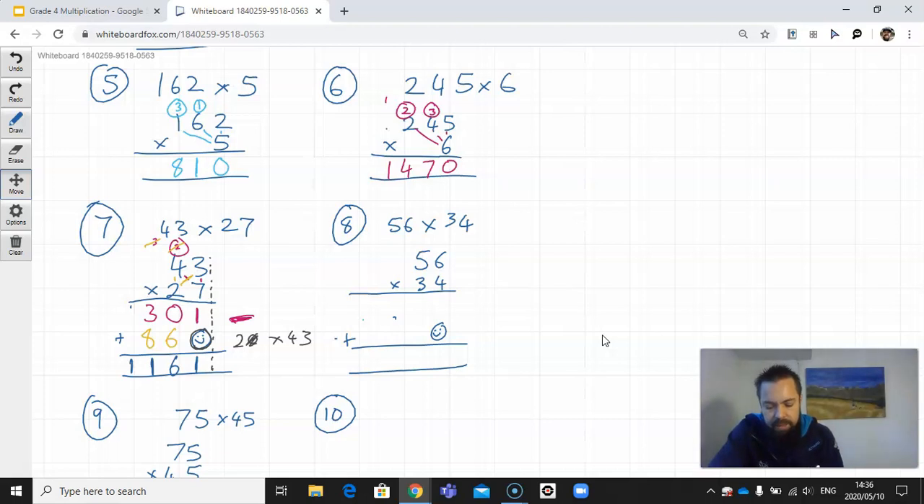Right, number 8. If you'd like to give yourself a little bit longer, then just pause the video. Here we go. This line I'm going to do in green. So 4 times 6, 24.